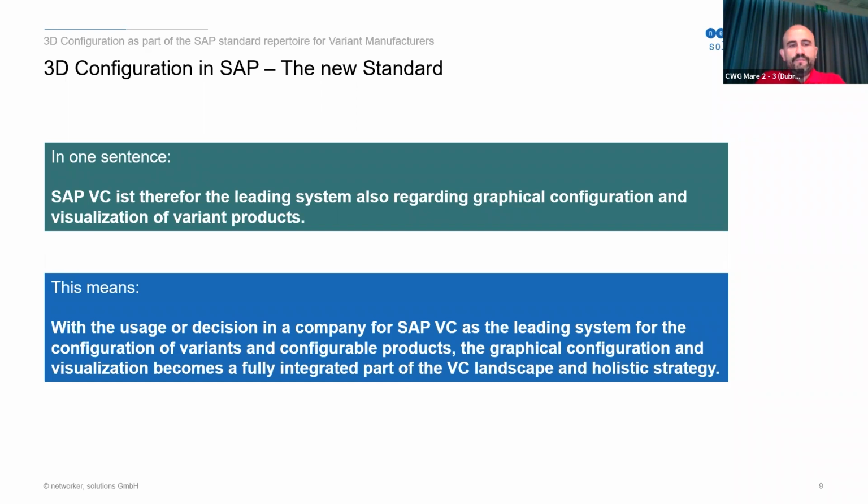What does this mean? With this decision, SAP is the leading system also for the graphical configuration of the variants and configurable products. It's fully part of the landscape. And so we have this holistic approach, rather than, for a company, just adding something on, the classical add-on to your SAP VC environment.